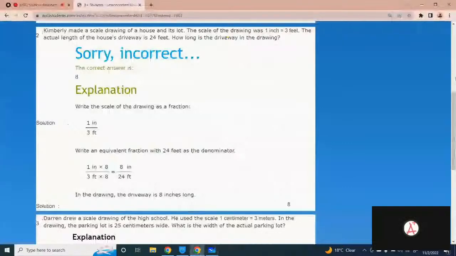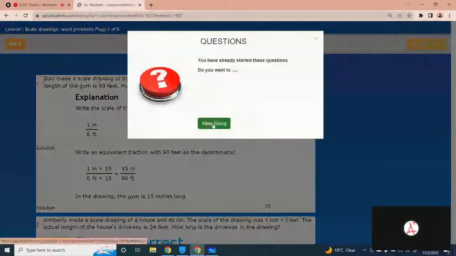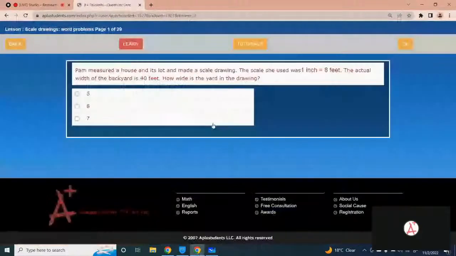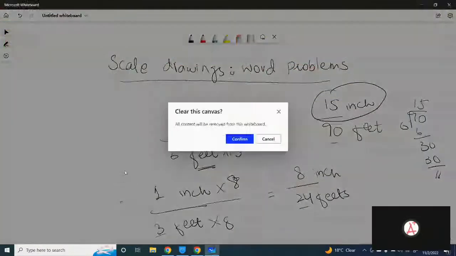So let's start with the test. Okay. Maya measured a house and its lot and made a scale drawing. The scale she used was 1 inch equals 8 feet. Got it? So it is 1 over 8. So the scale is 1 inch divided by 8 feet.